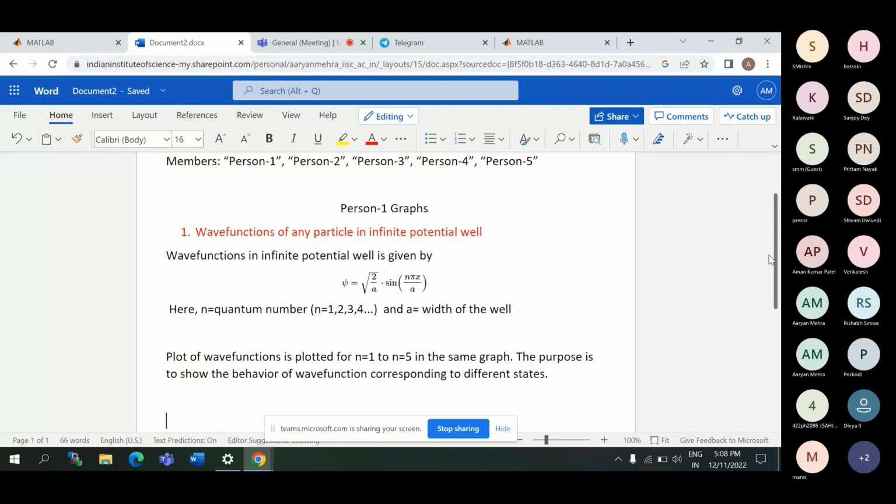So how will this person do that? First of all, he has to write the equation just like I have written. I will explain the equation. I will write what my purpose is, to plot this graph. And now I have this equation to plot. So now how do I plot this equation?